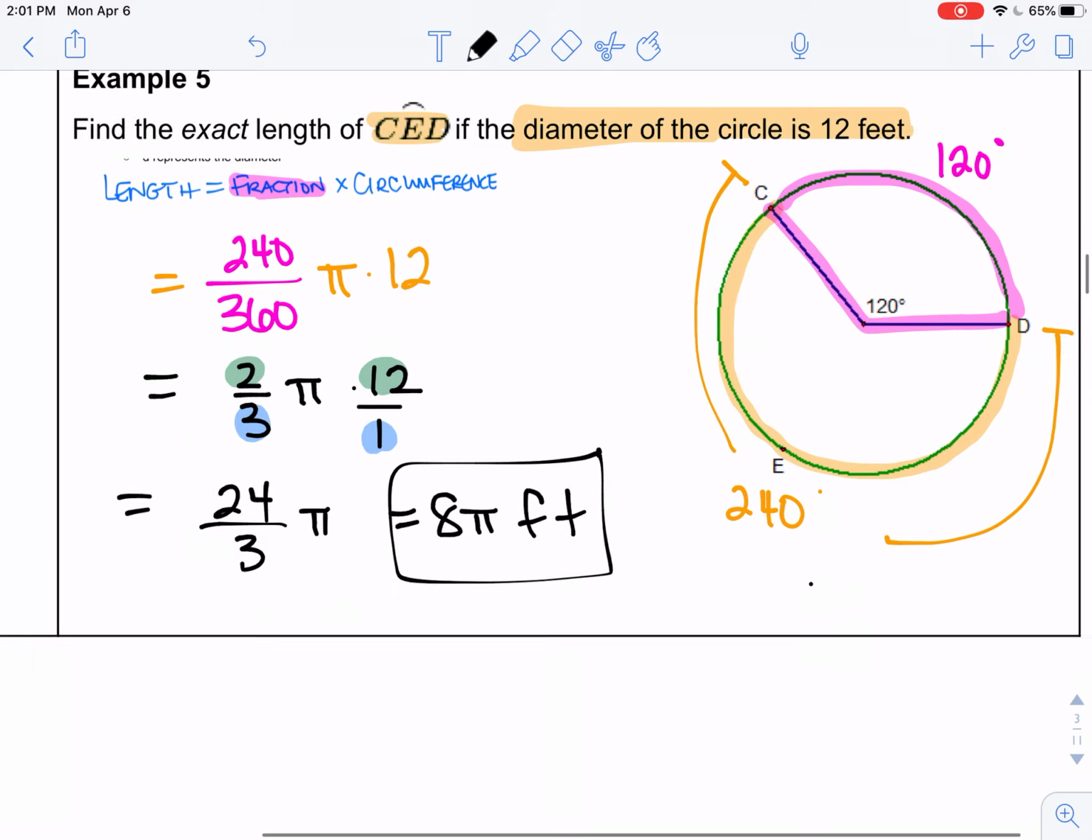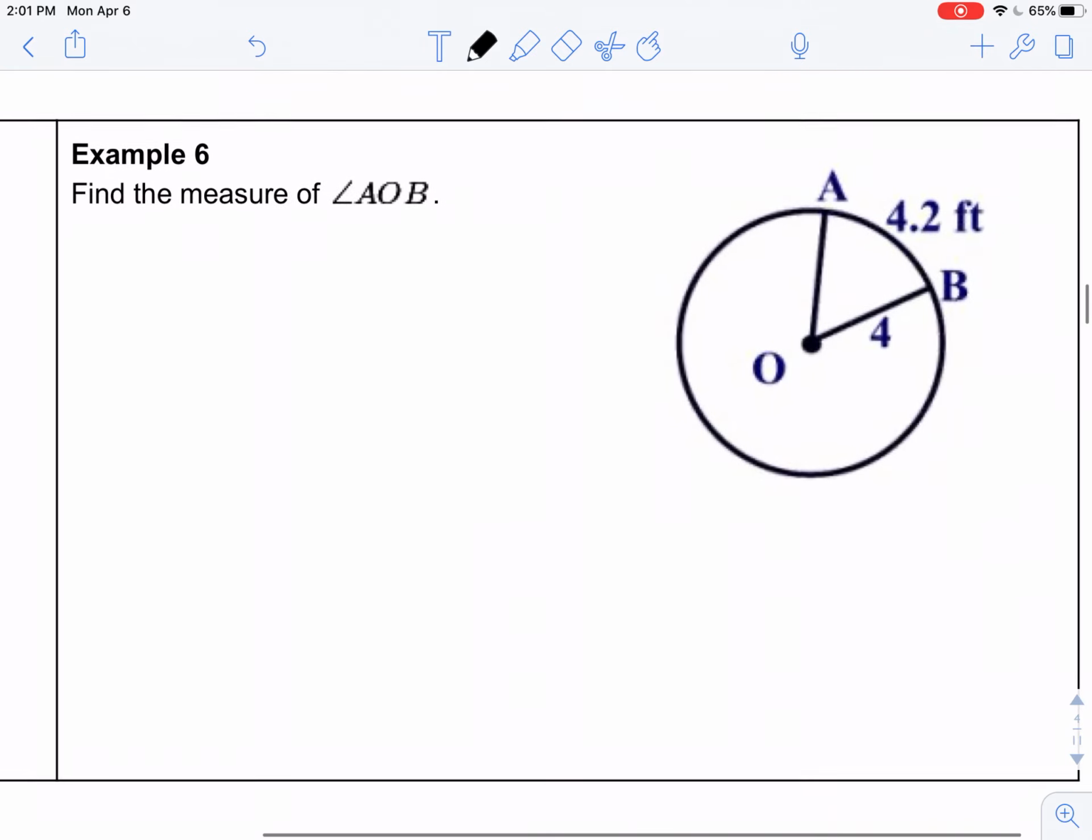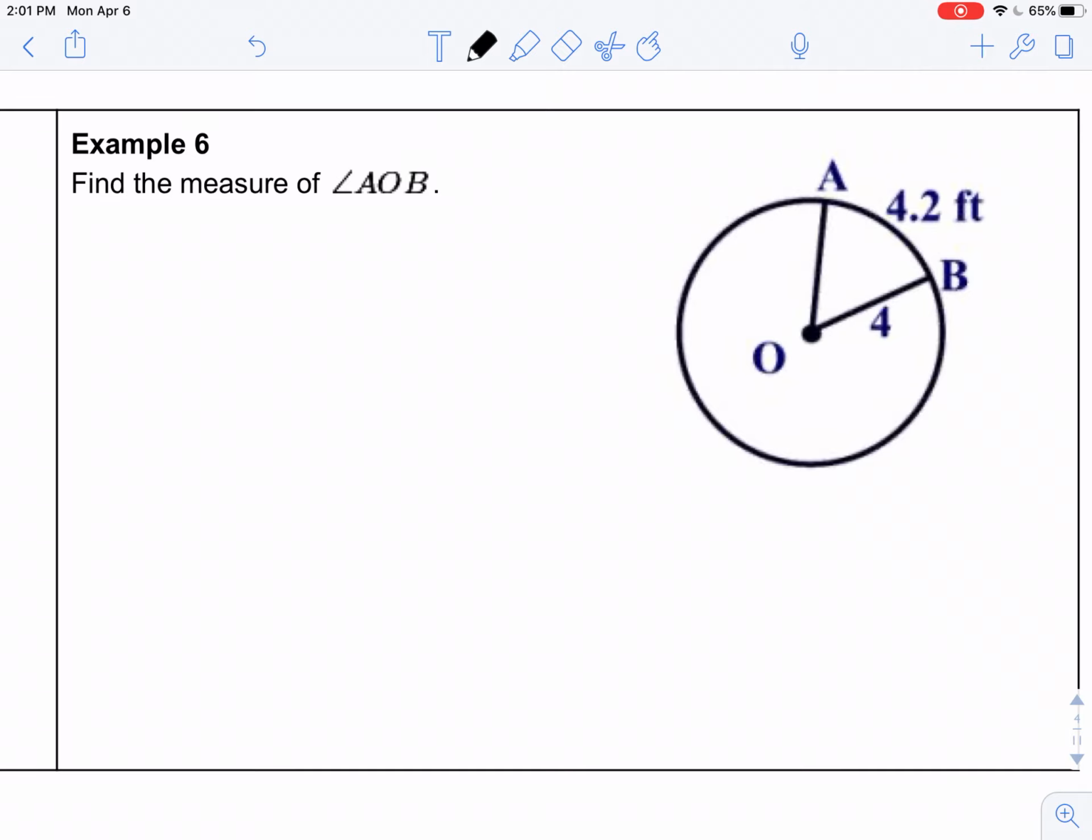Okay, one more from the notes. All right, we're looking for the measure of angle AOB. I'm going to throw a theta in there. That's what I'm looking for. From the picture, I can tell that AB has a length of 4.2 feet. I can see here 4 is labeled, and that's indicating my radius.